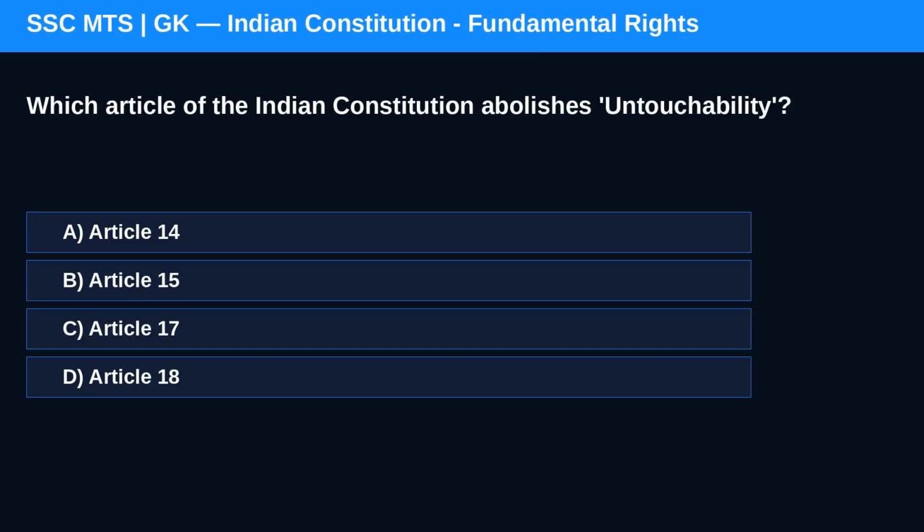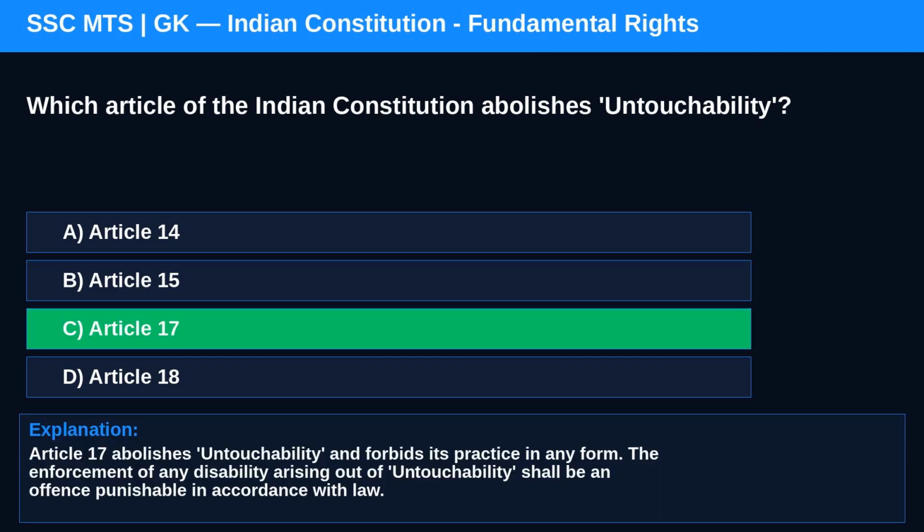Question 7. Which article of the Indian Constitution abolishes untouchability? Option A, Article 14, Option B, Article 15. Correct answer is C. Article 17 abolishes untouchability and forbids its practice in any form. The enforcement of any disability arising out of untouchability shall be an offense punishable in accordance with law.